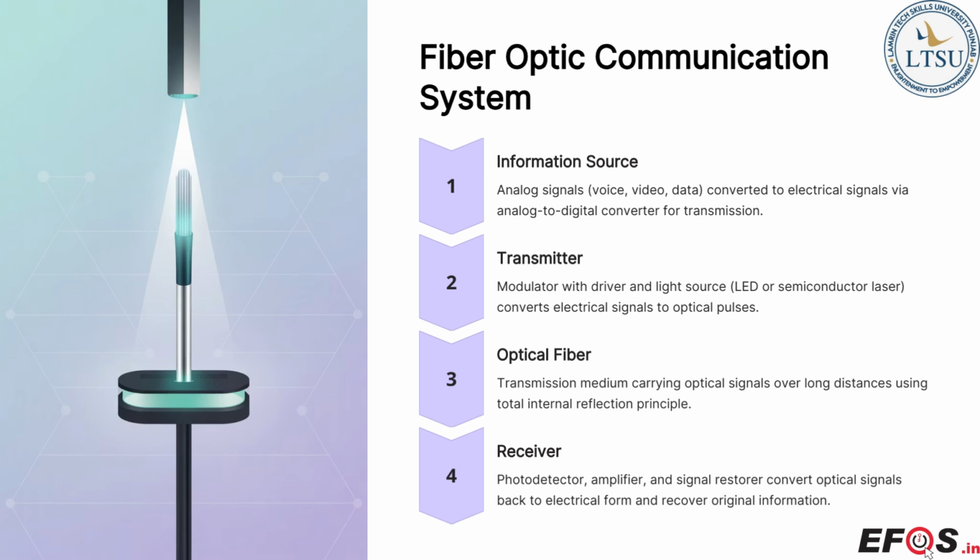3. Optical fiber. The fiber acts as the transmission medium, carrying the optical pulses over long distances via total internal reflection. 4. Receiver. Finally, the receiver converts the optical signals back into electrical signals using a photodetector. This is followed by an amplifier and a signal restorer to recover the original information.